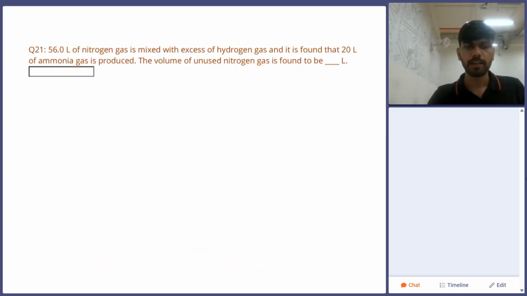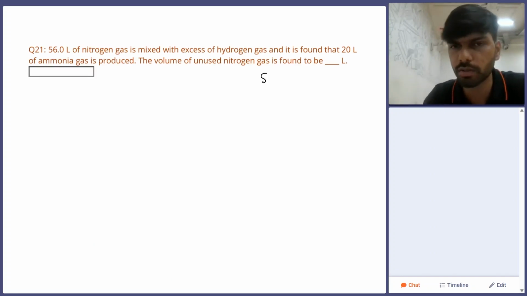Next question. If you look at it here, it is asking about 56 liters of nitrogen gas. Basically, this question is based on two concepts: stoichiometry and Avogadro's law.